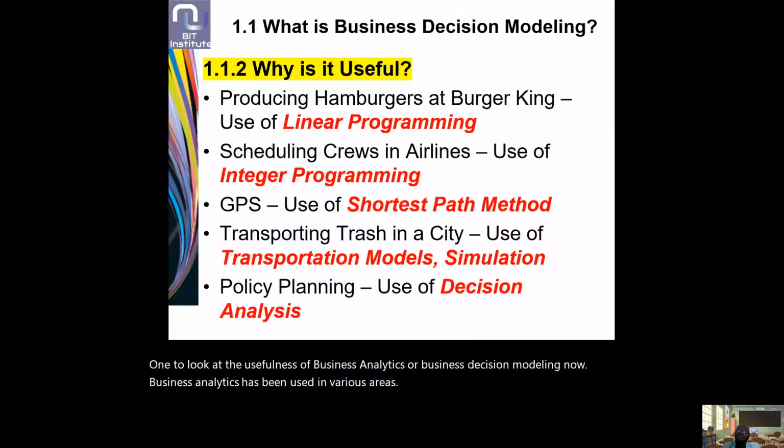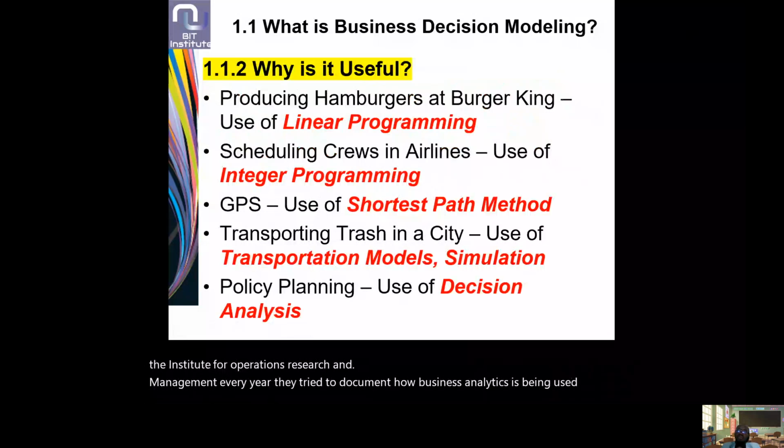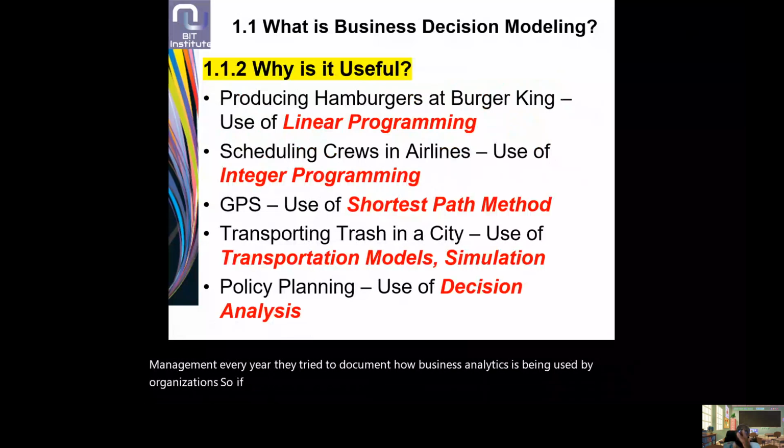For instance, and here we just provide a sample. And as well, the text that we use for this course has various examples. Some of the examples that the textbook has used are from INFORMS, the Institute for Operations Research and Management Sciences. Every year, they try to document how business analytics is being used by organizations. So if you look through the text, you will see additional applications of business decision modeling or business analytics.